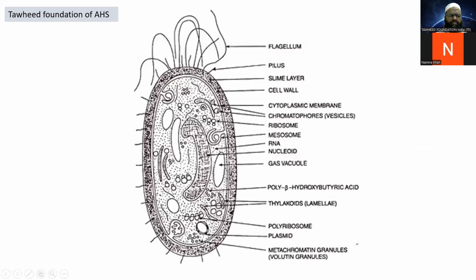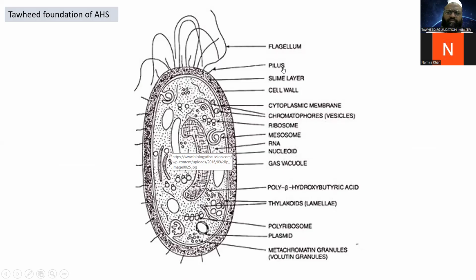So this is a bacterial cell diagram. I'll explain each term. First, what is flagellum? This diagram illustrates the ultrastructure of a typical bacterial cell and its key components. So we'll start with flagellum. Flagella are long whip-like appendages used for bacterial motility. They enable the bacterium to move toward nutrients or away from harmful substances.